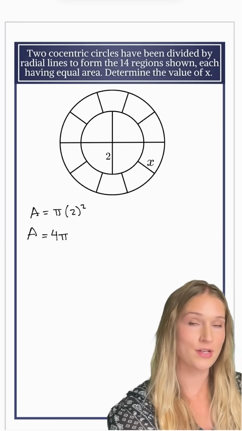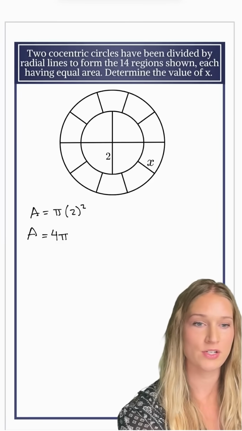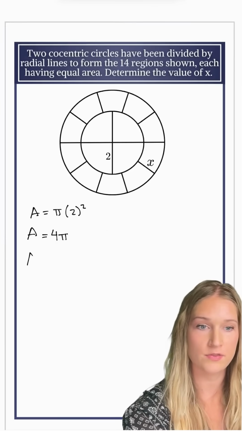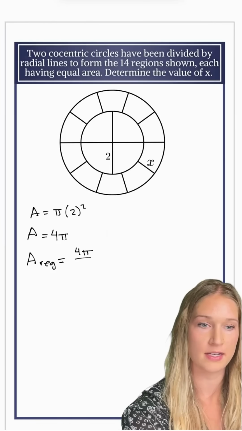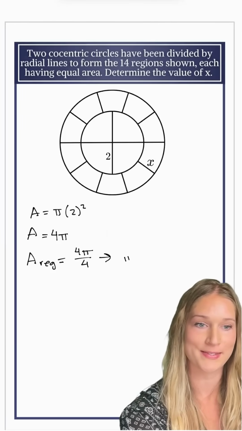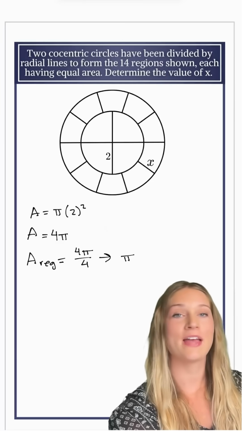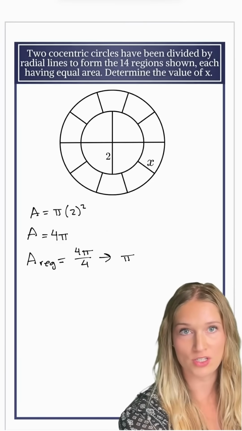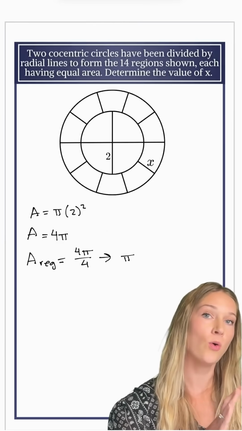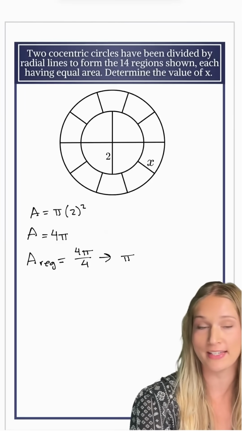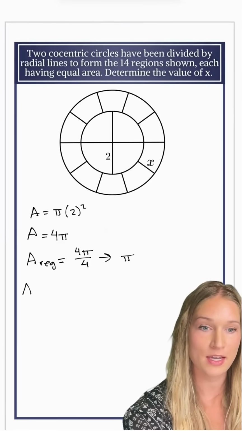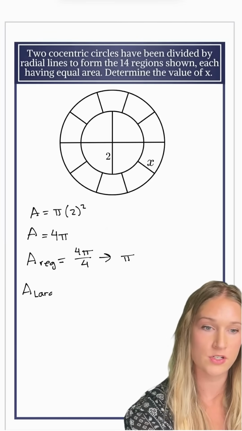Now that inner circle is made up of 4 congruent regions. So to find the area of just one region, I'm going to take that 4 pi and divide it by 4, which gives me just pi. So the area of any of these regions is just pi. Now if I look at the whole large circle, that entire large circle is composed of 14 of these regions. So the area of my large circle is going to equal 14 pi.